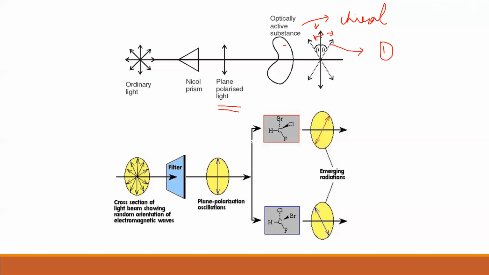Can you see this? This is the original plane. Look at what's happened to this plane here. It's rotated to the left, by an angle theta. Clear? By the same angle. This compound is compound 2. Now, which compound is compound 1? Which compound is compound 2? Based on whatever we have studied so far, can you guess?